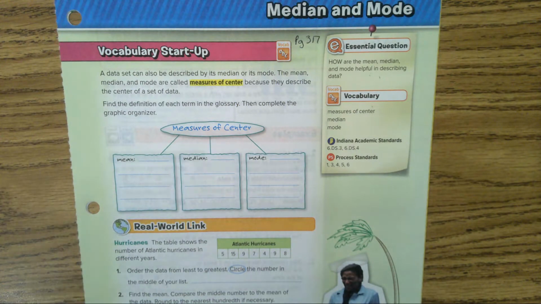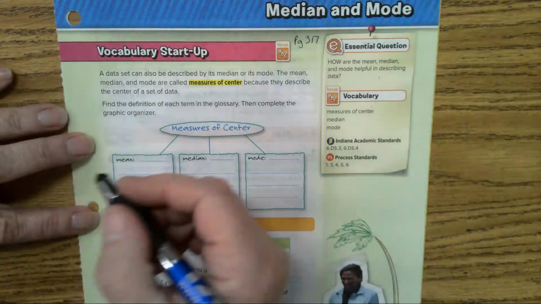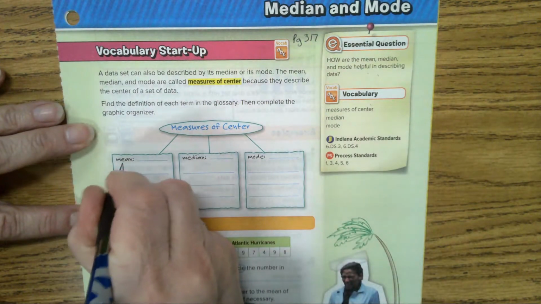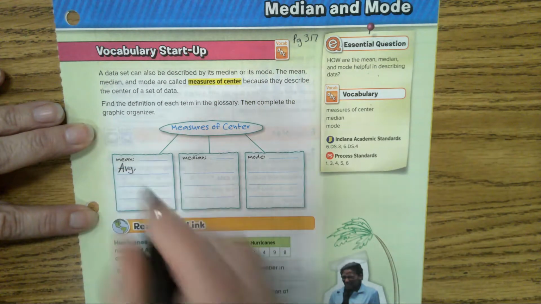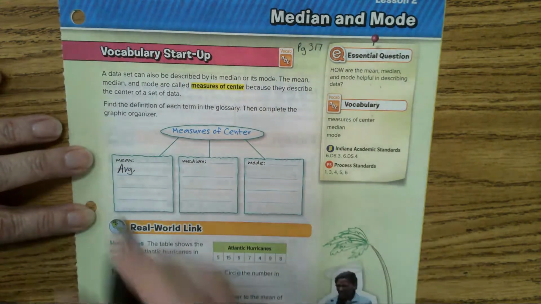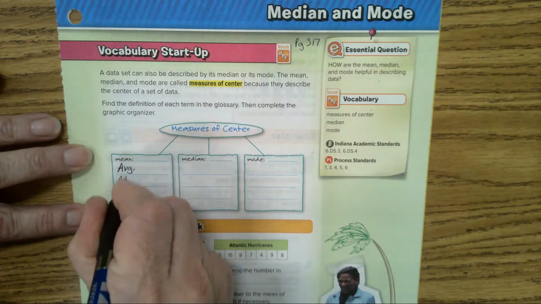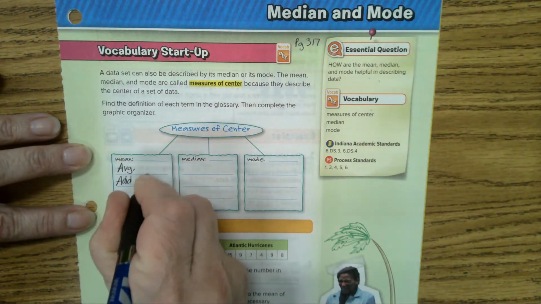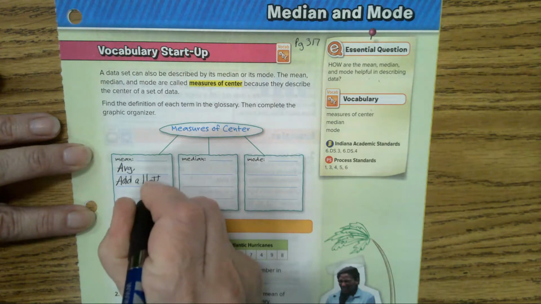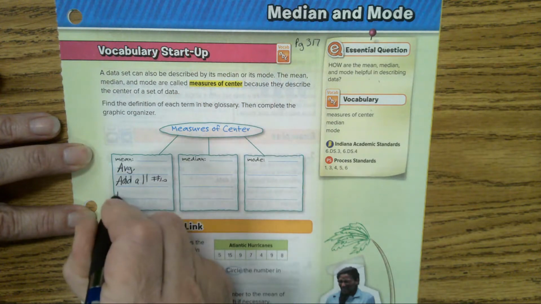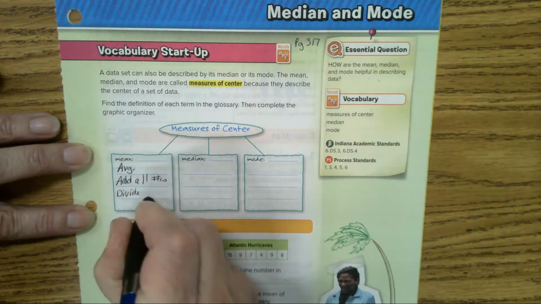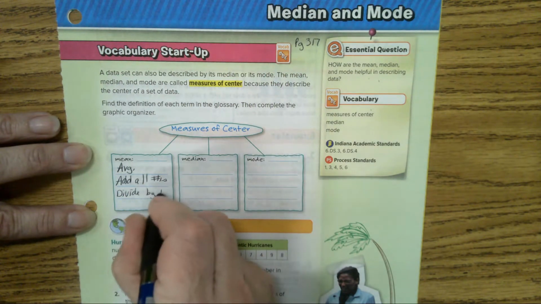Well, I'm just going to show you my answer book, and you can just write it down. Mean is the average. What do you do? You add them and divide. Add all numbers. That's my shortcut for numbers. Divide by the number of numbers.